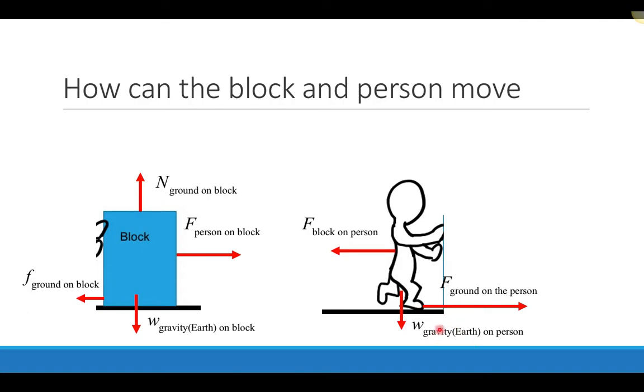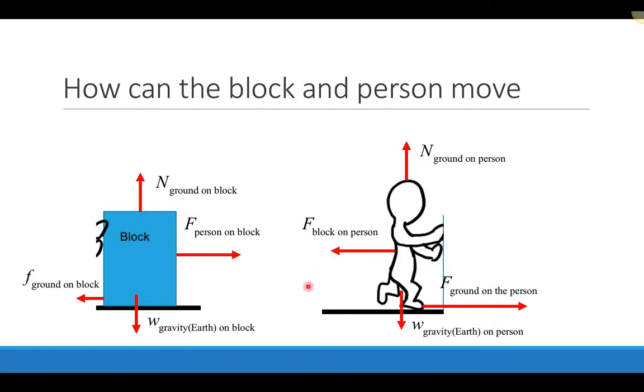I have the weight of the person, which is the force of gravity on the person, and then I have a normal force, which is the ground on the person. Again, a different ground on the person versus over here where the person is being propelled forward. So those are different directional forces.